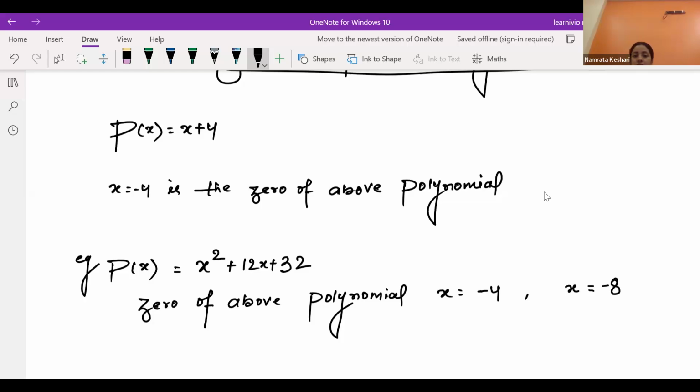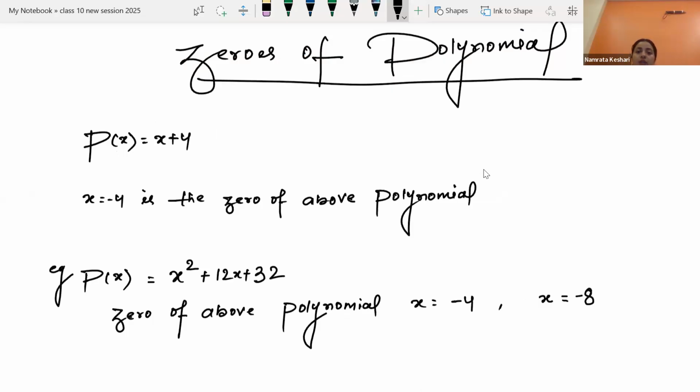-8 and -2. Yeah. So these two are the zeros of the given polynomial. One more thing I must add over here: when we are solving a linear polynomial, there will be 1 zero for a linear polynomial.